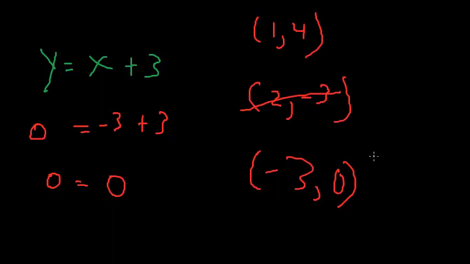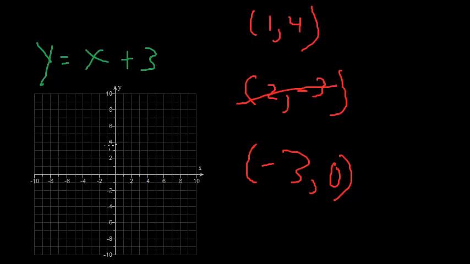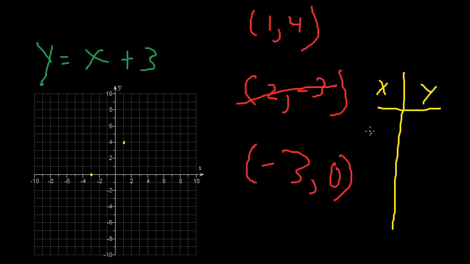Let's go ahead and graph those 2 points now. So we'll start with plotting the point 1, 4, right here. The point negative 3, 0. Negative 3 on the x, 0 on the y, so right here. We can even arrange this information in a table. Our x and our y's are solutions. Right? We'll have 1, 4 as a solution, negative 3, 0 as a solution, and we can find many more.